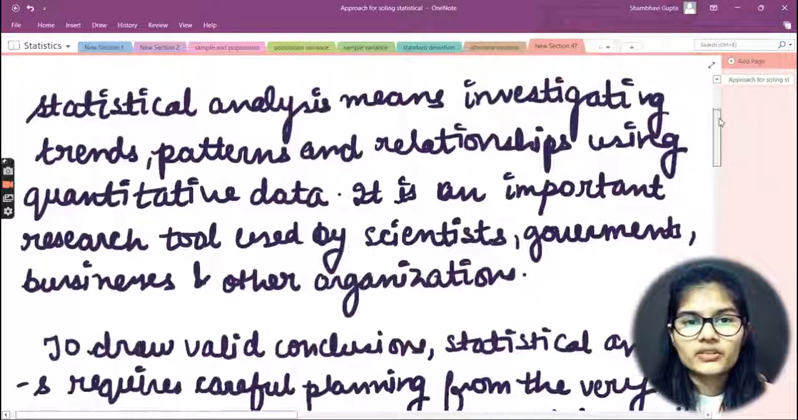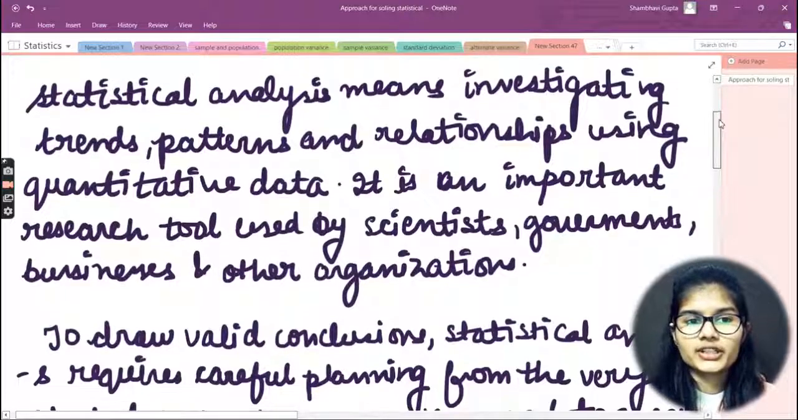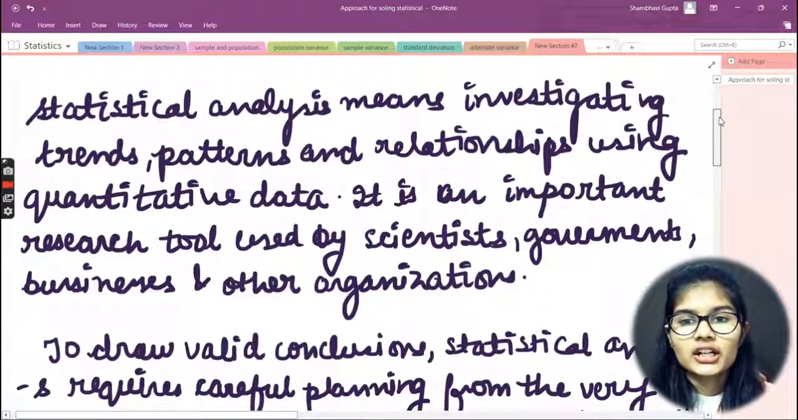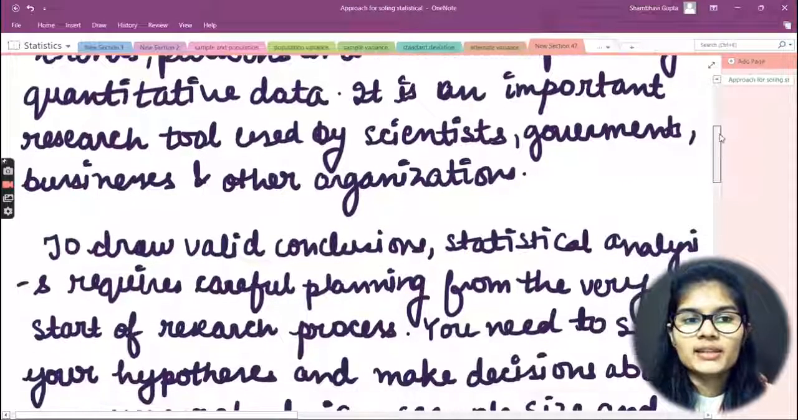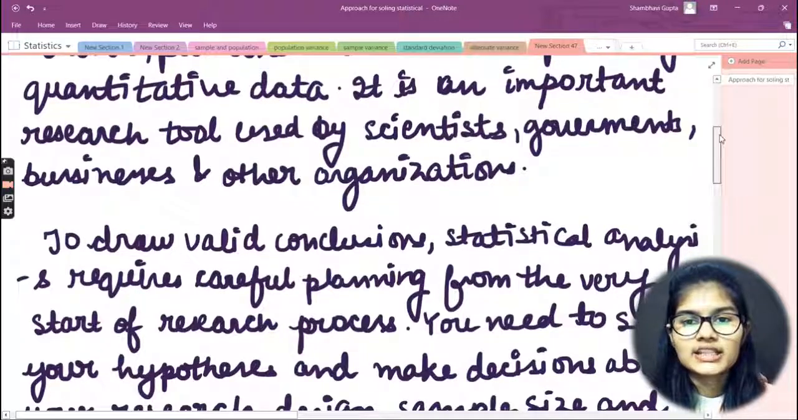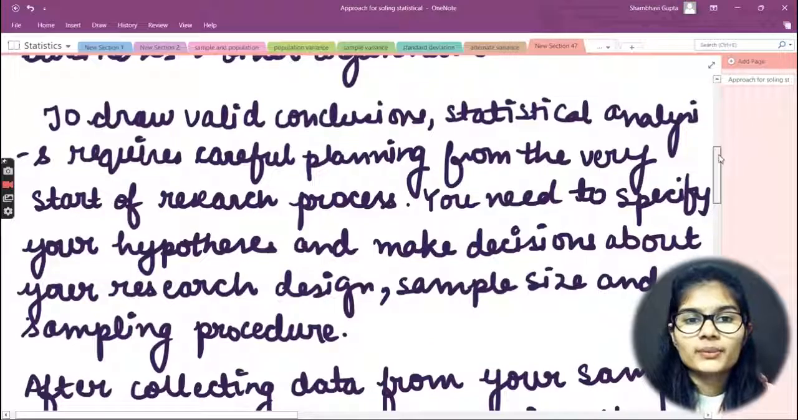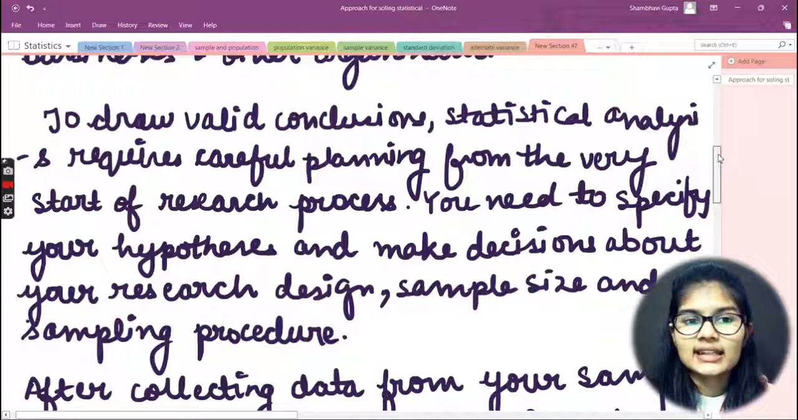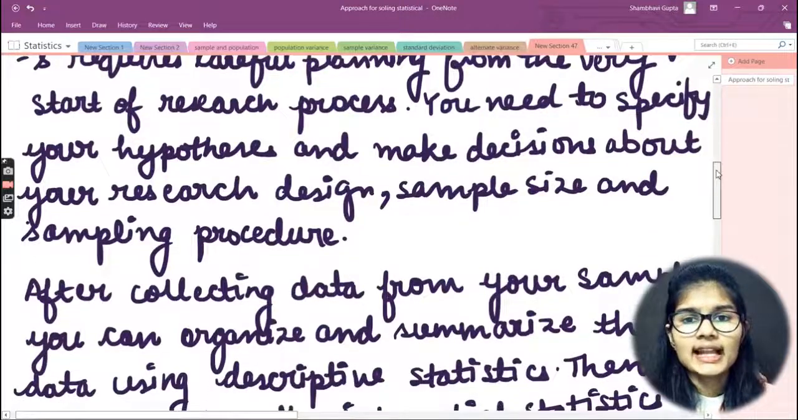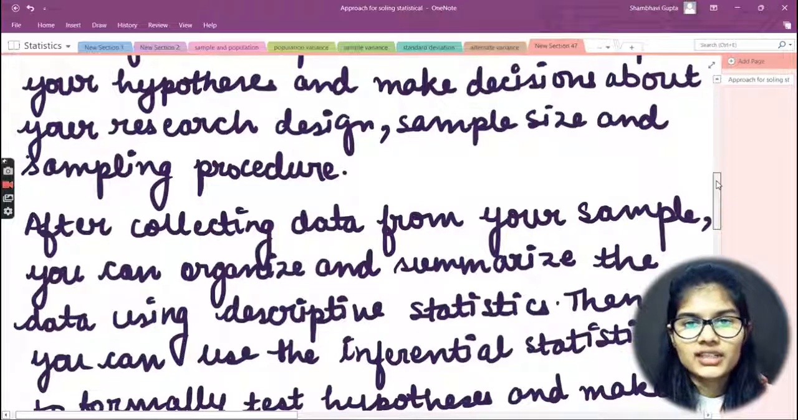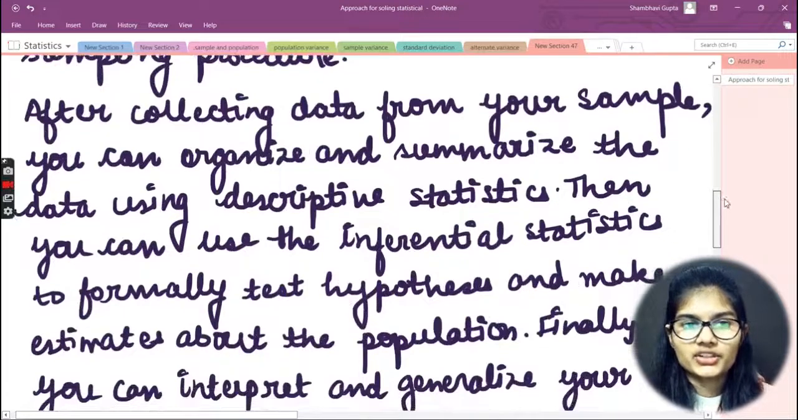Right? So now, if I talk about whatever we just did, I could tell you that statistical analysis means the investigation of trends, patterns and relationships with the help of quantitative data. It is an important research tool used by scientists, governments, businesses and many other organizations. For drawing valid conclusions, statistical analysis requires careful planning from the very start of the research process. You need to specify your hypothesis and make decisions about your research design, your sample size and your sampling procedure.